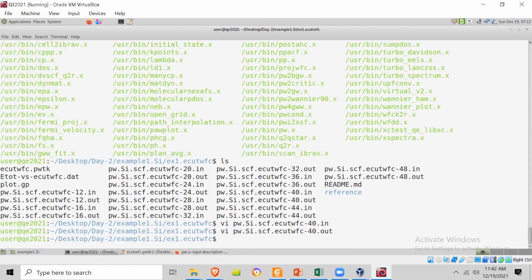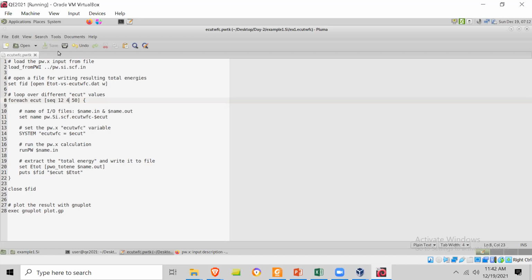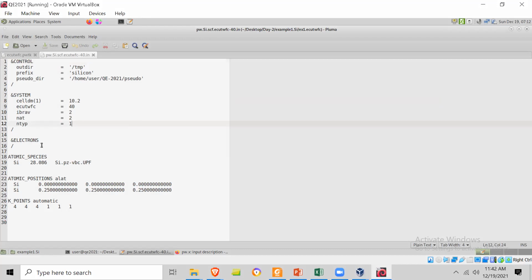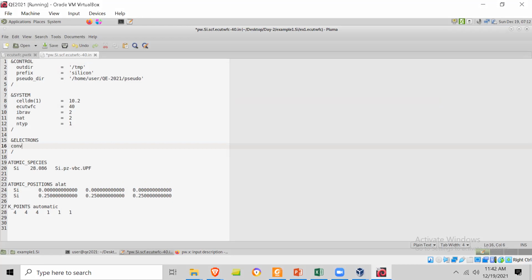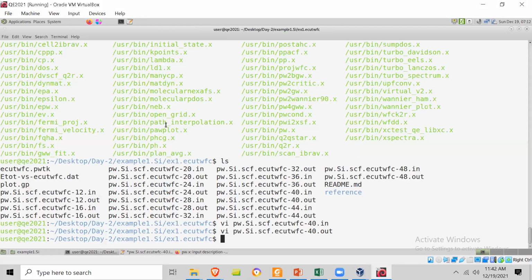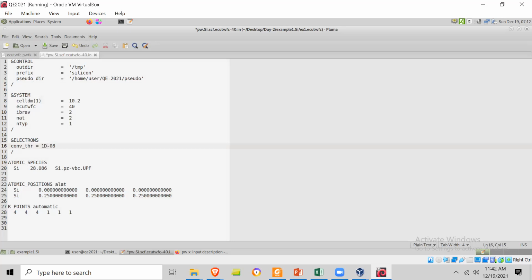So let's go to the input file that we have. Here, we can open the input file directly. Let's take the 40 because 40 is the one that is converged. And let's converge this further; we can have a convergence threshold here, conv_thr, and then you can specify 1E minus 8. That's perfectly fine. They're using D, that's also fine. I think E works as well, so you can use D. That's a Fortran convention. So if you do that, you'll have to run this again.